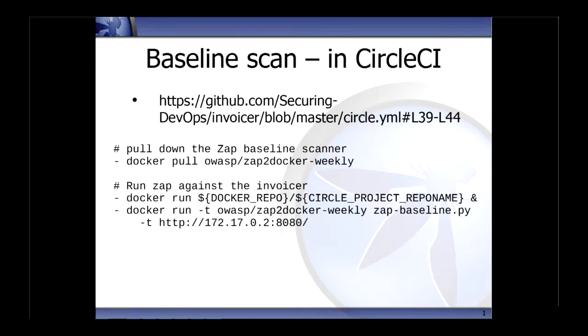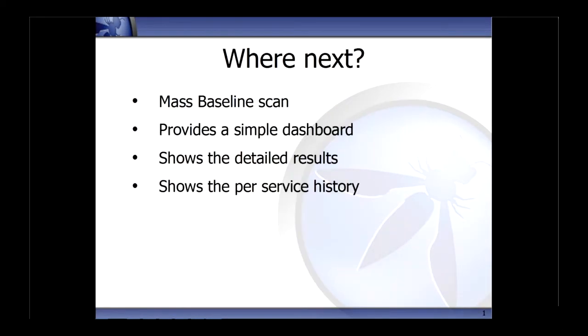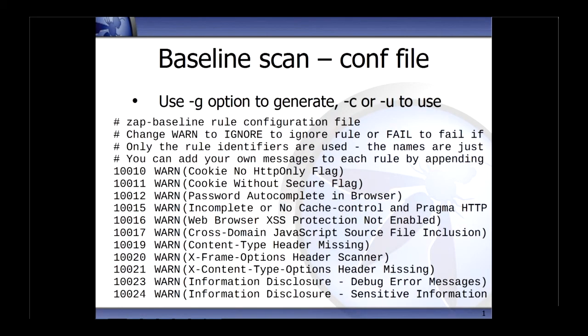It looks a bit better on there. I've got an example here of running in Circle CI, which you can have a look at when you get the slides later. And that's the configuration file that I showed you. So that's the baseline scan. It's nice and simple, and it gives you that very quick finger in the air feeling about the application, and see where you've got certain mandatory things in place.